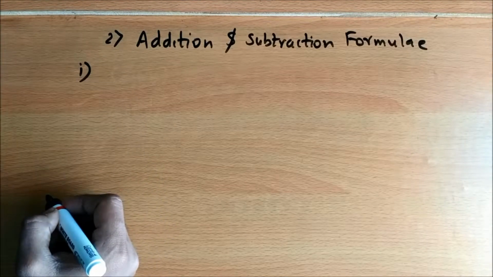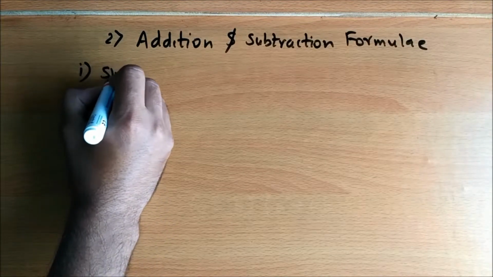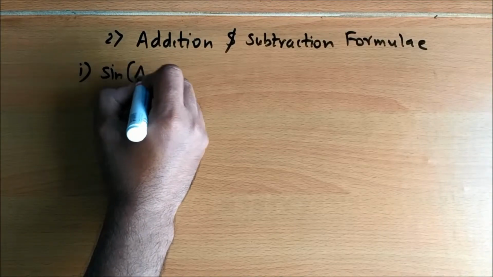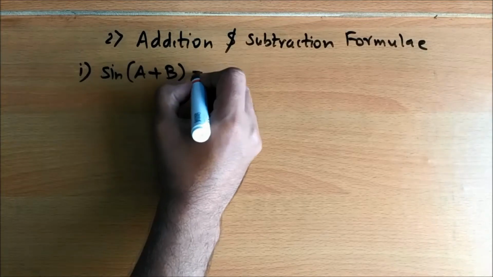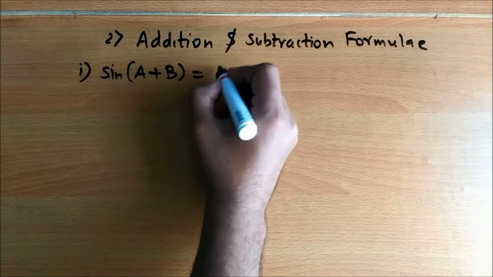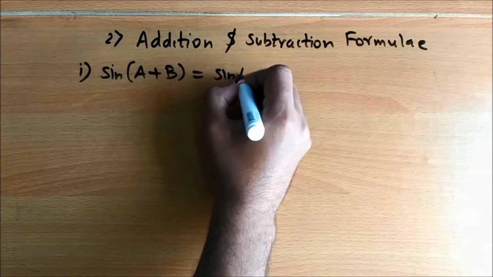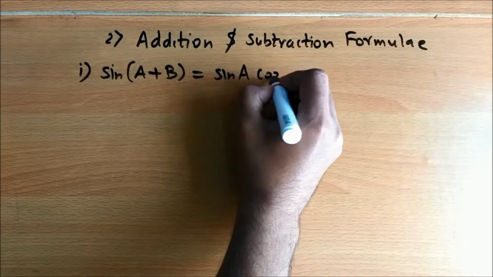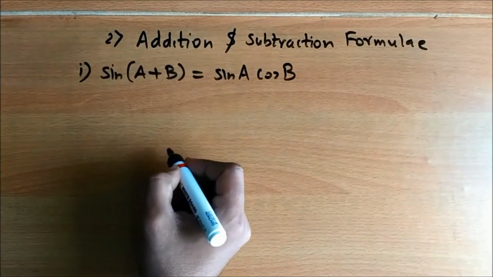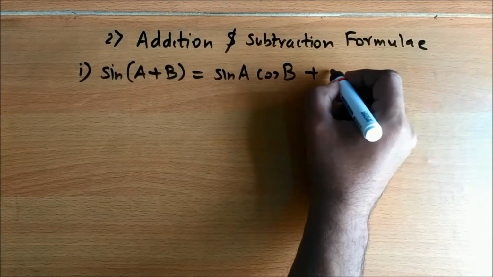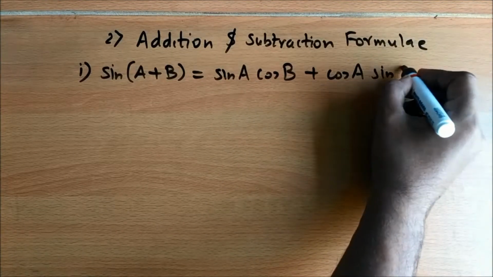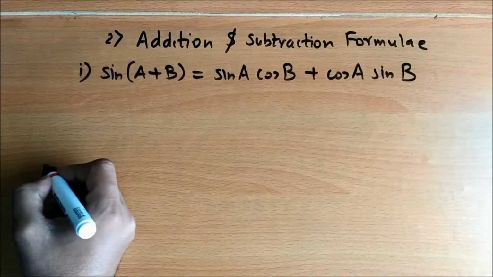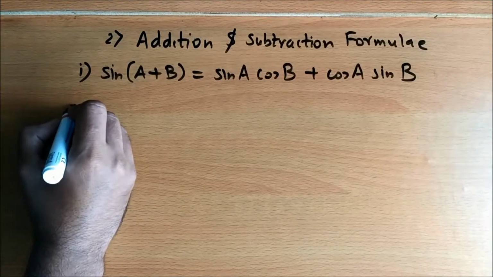The first is sine of A plus B. Yes, sine of A plus B, which is equal to sine A into cos B, next, plus, into cos A sine B. So for sine it is sine cos, cos sine, and the same sign.